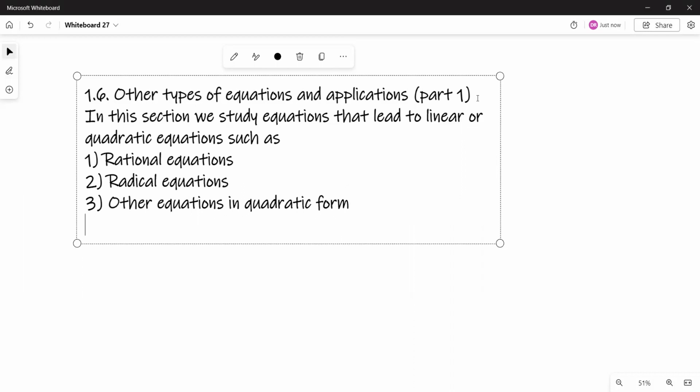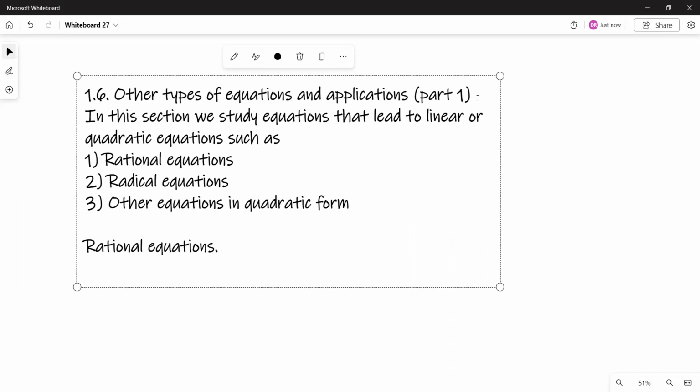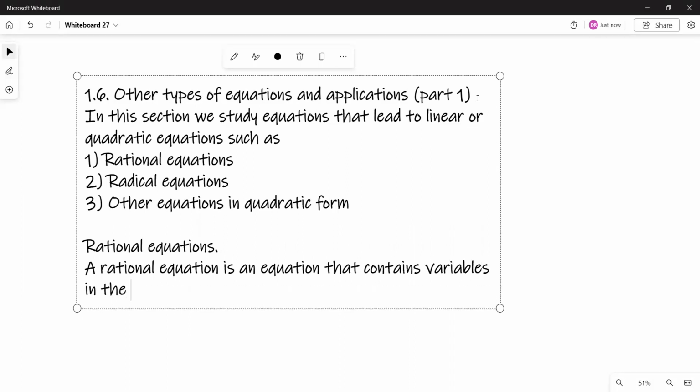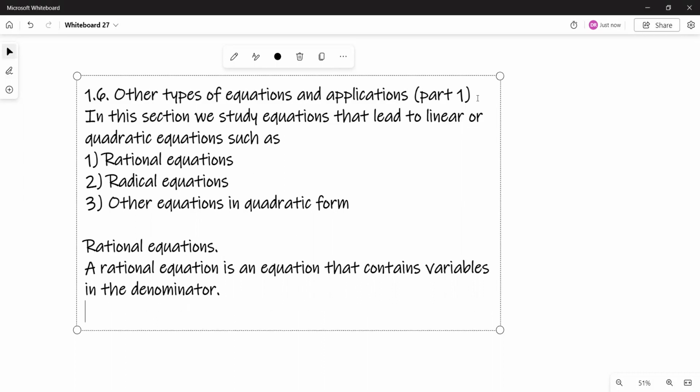We're starting with rational equations. A rational equation is an equation that contains variables in the denominator. Here's an example.